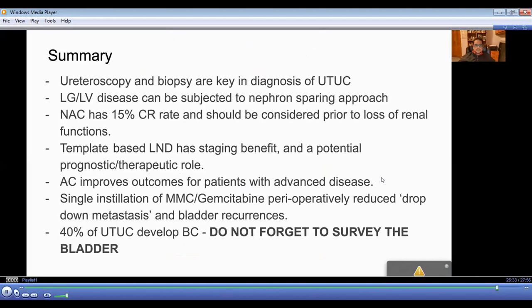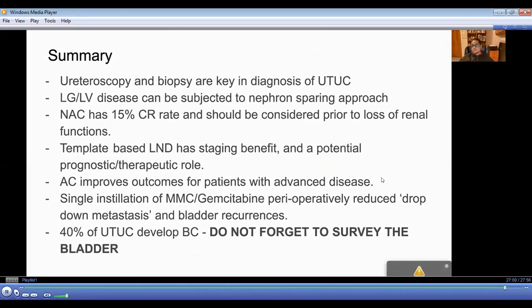So in summary, for upper tract disease, ureteroscopy biopsy is the key in diagnosis. Low-grade and low-volume disease can be managed with a nephron-sparing approach. Neoadjuvant chemotherapy has about an 11 to 14% complete response rate, so it should be considered, especially prior to loss of renal function and in patients with high-grade and high-risk features of the disease.